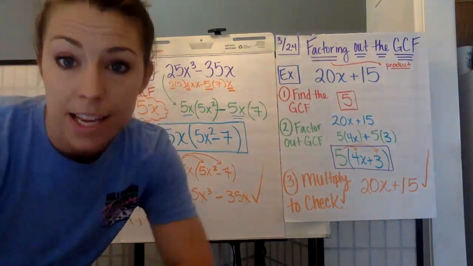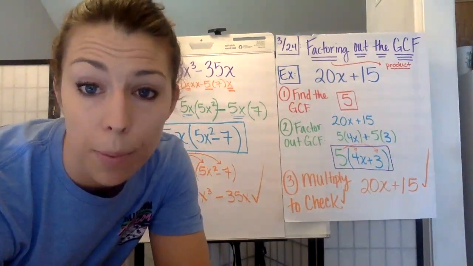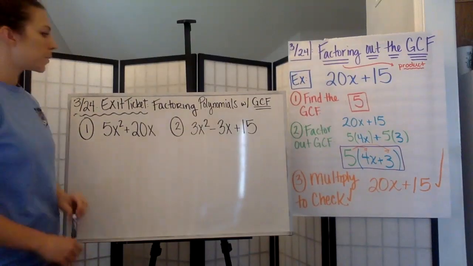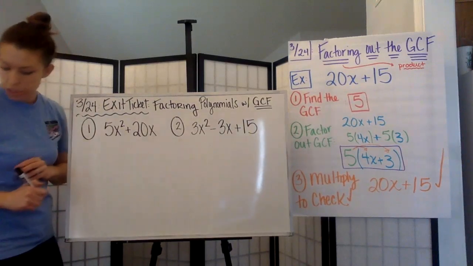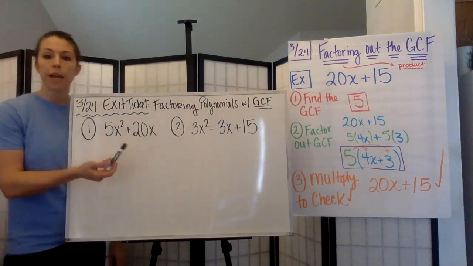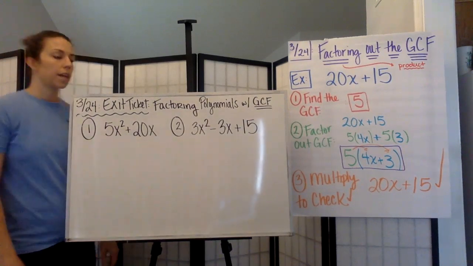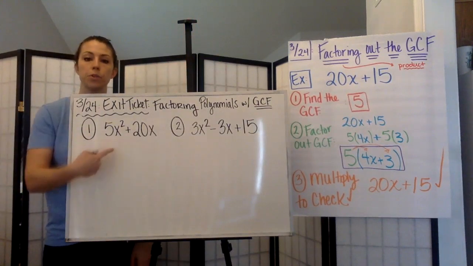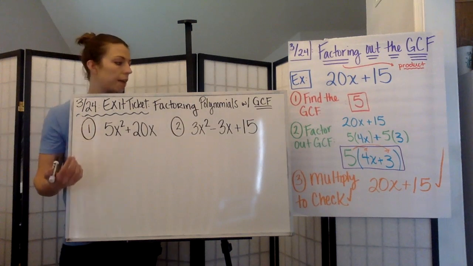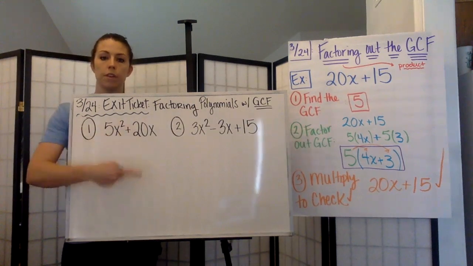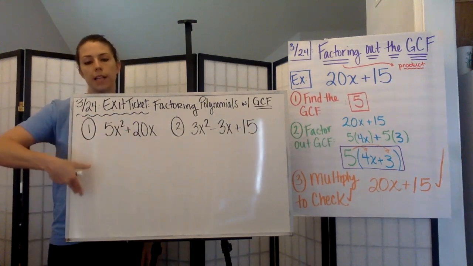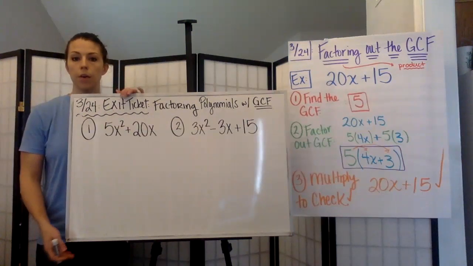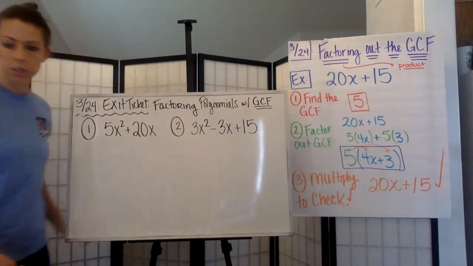All right, we're gonna end things here with an exit ticket, and I'm gonna show you a couple more examples on that exit ticket. All right, for our exit ticket today, I'm going to have you factor, I changed it to polynomials, because we're gonna do a binomial here and a trinomial here. So the same 3 steps will apply. You're gonna find the GCF of both terms, which is what we were doing yesterday. You're gonna factor out the GCF of each term, and then you're going to write it as a single product, and then as always, you're going to multiply to check. So feel free to pause the video now if you'd like to try this on your own first.